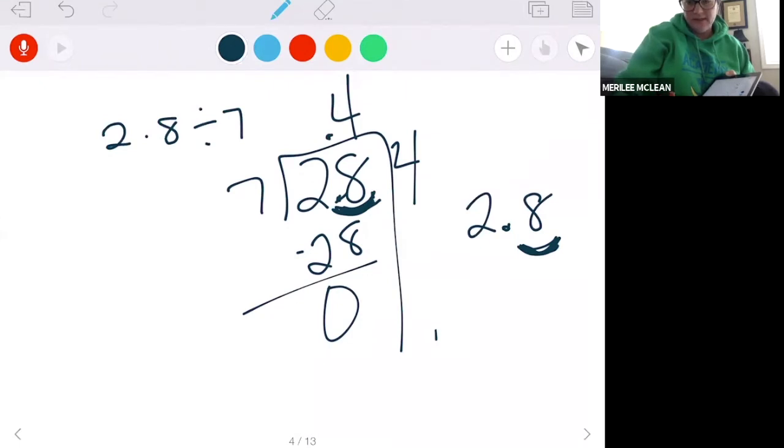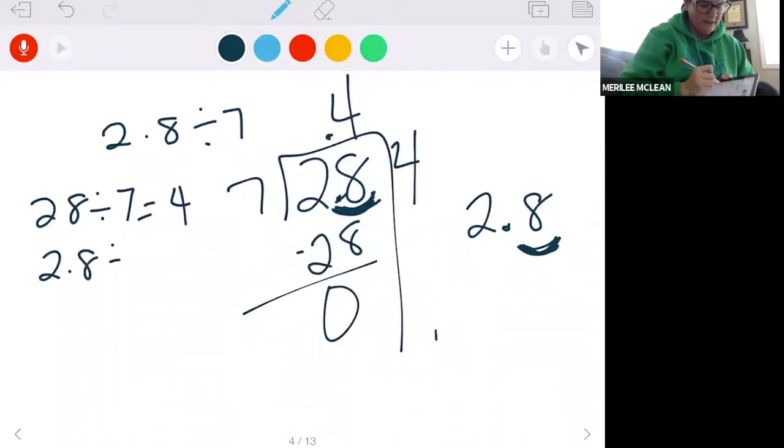Does that make sense? So if I looked at it like 28 divided by 7 equals 4, then 2 8/10 divided by 7 equals 0.4, because there's 1 place value position. We moved it over once.